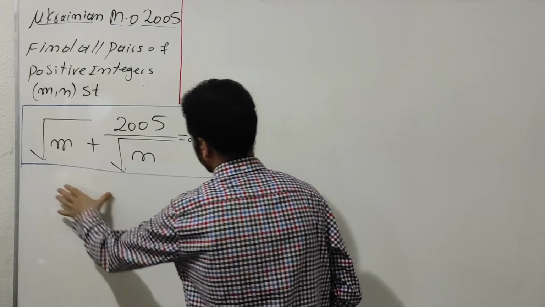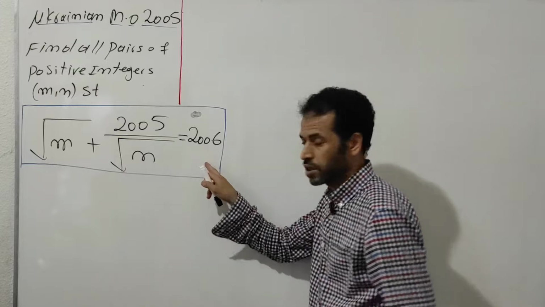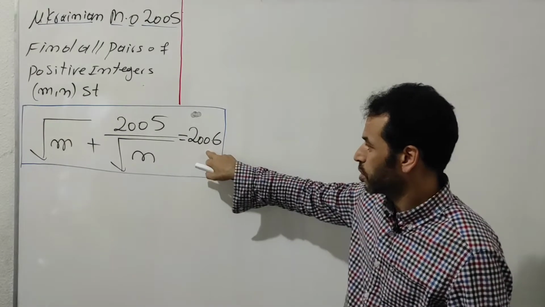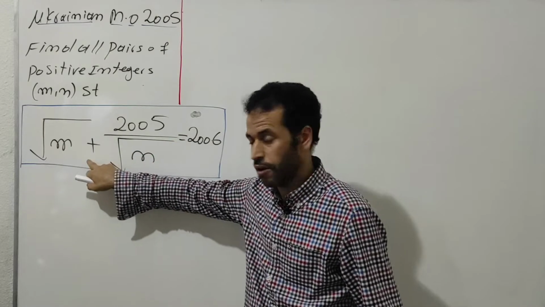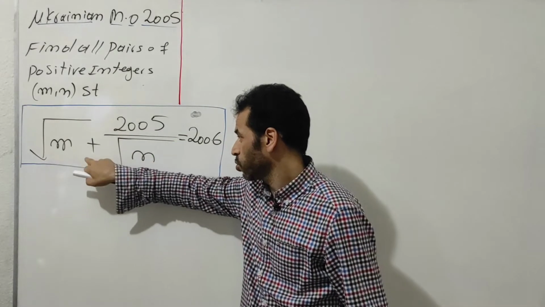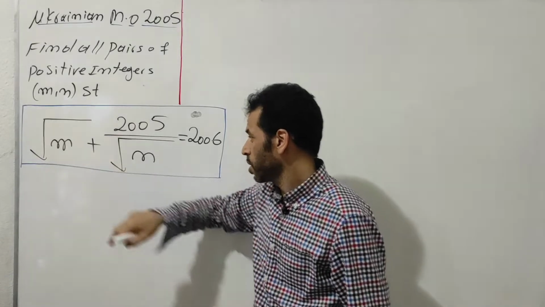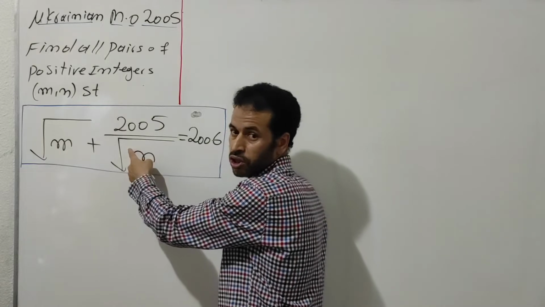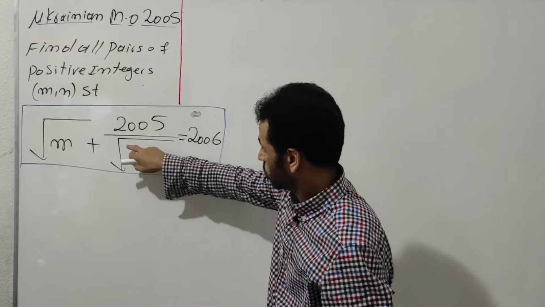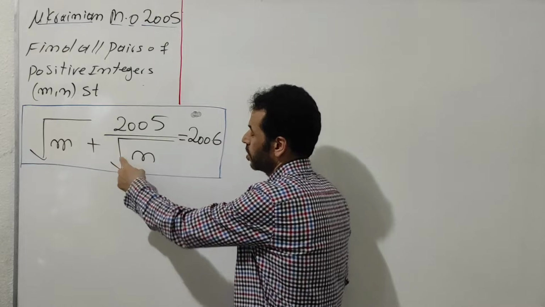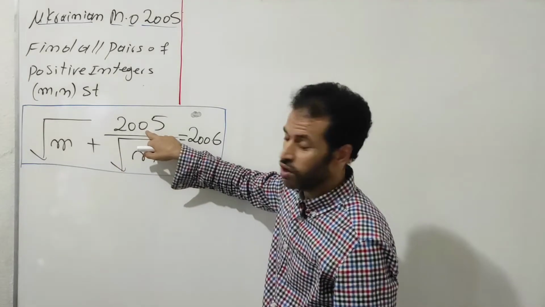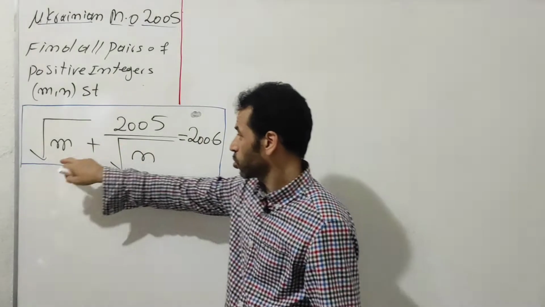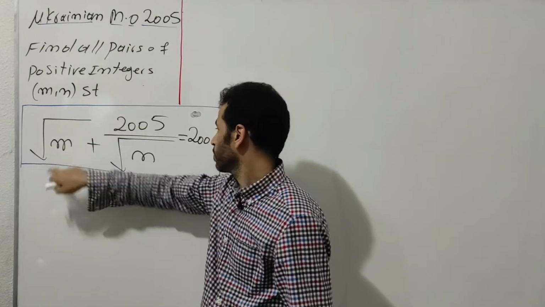The idea to solve this one: if you take a look at the right hand side of this equation, it is a positive integer. That means the left hand side of this equation must be a positive integer as well. If this one is an integer, that means this term is an integer, and also this term must be an integer. In other words, square root of n divides 2005. At the same time, n must be a perfect square, and also m must be a perfect square as well.